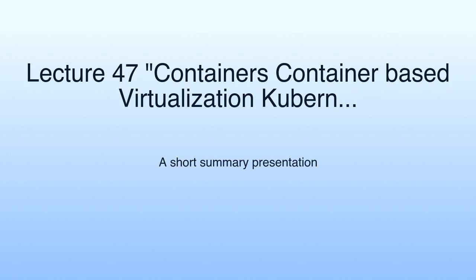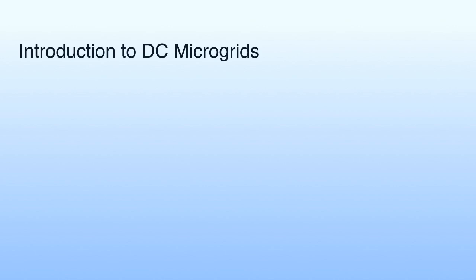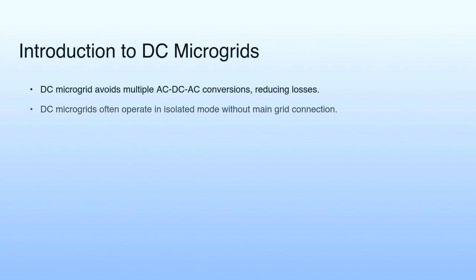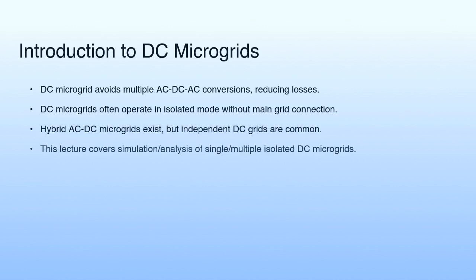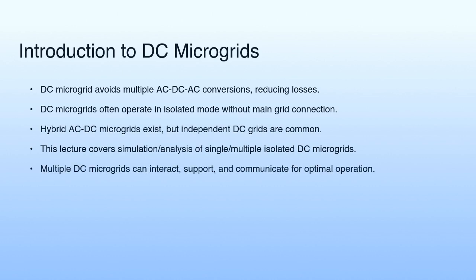Lecture 47, Containers, Container-Based Virtualization, Kubernetes Docker Container. The video explores DC microgrids, which avoid multiple AC-DC-AC conversions, reducing losses. DC microgrids often operate in isolated mode without a main grid connection, and can also be interconnected for optimal operation.